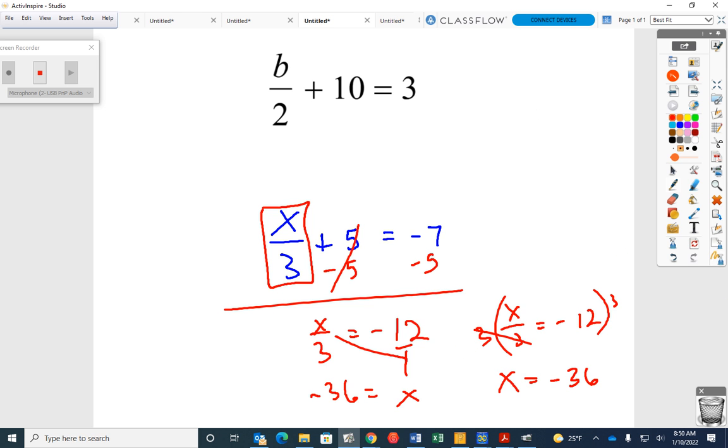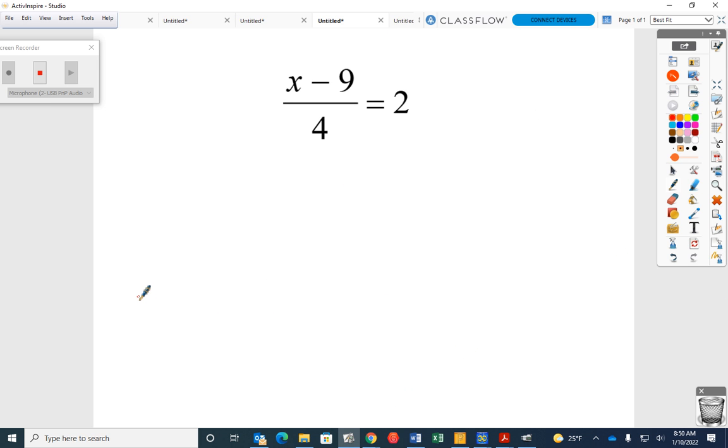All right, so if I've got one that looks like this, what's different about this one? I've got an actual operation happening to x. What's happening to x? Look at this. We're subtracting 9. So before we do the division, we're going to put this in the box. Okay, put that in the box.